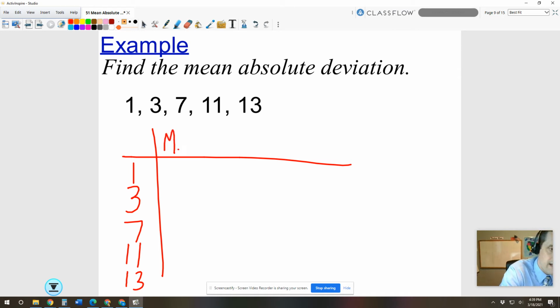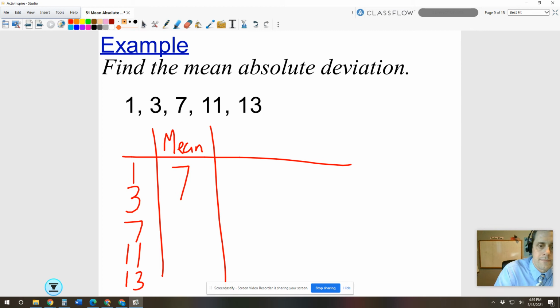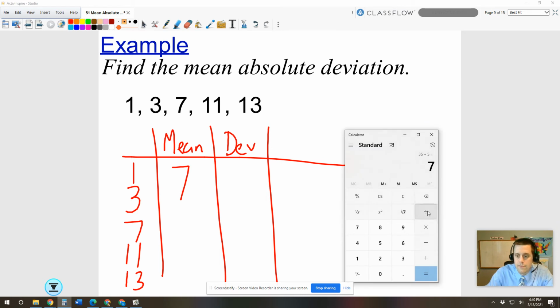Now let's calculate our mean. So to calculate mean, we're going to sum the digits. 1 plus 3 plus 7 plus 11 plus 13. I get 35. I'm going to divide that by the 5 elements in the set, and I get a mean of 7. Now I need my deviations. To calculate my deviations, we're going to subtract each data point from the mean.